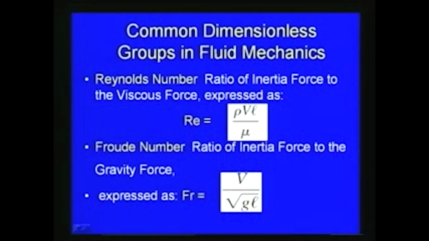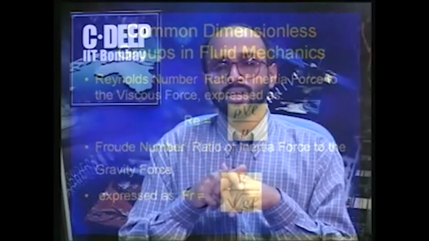So in this slide you can see the various dimensionless groups we will discuss. The first one is the Reynolds number. We have already seen the importance of the Reynolds number in fluid mechanics. By determining the Reynolds number, we can see whether the flow is laminar or turbulent, and we can classify the flow according to the Reynolds number. So the Reynolds number is one of the most important dimensionless groups in fluid mechanics.